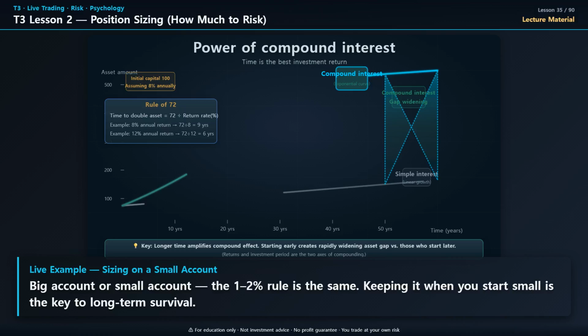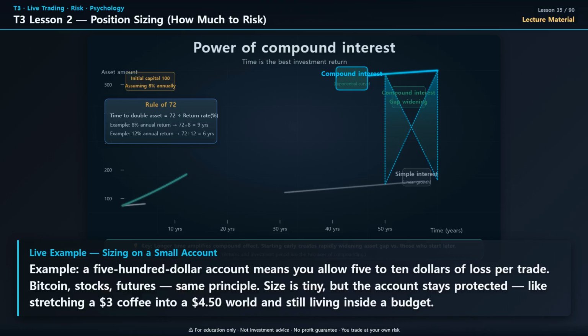Big account or small account, the 1 to 2% rule is the same. Keeping it when you start small is the key to long-term survival. Example: a $500 account means you allow $5 to $10 of loss per trade. Bitcoin, stocks, futures, same principle. Size is tiny, but the account stays protected, like stretching a $3 coffee into a $4.50 world and still living inside a budget.